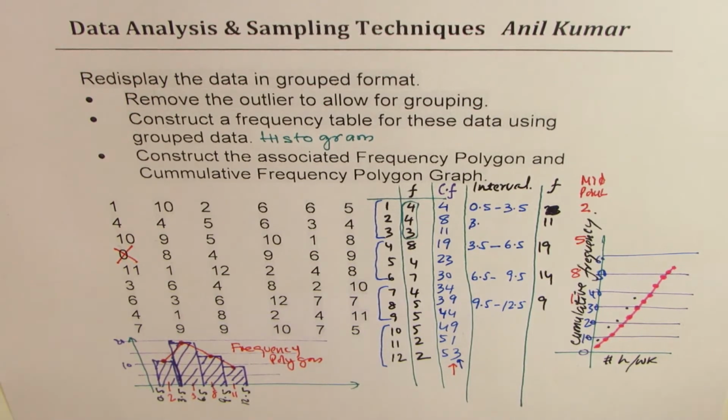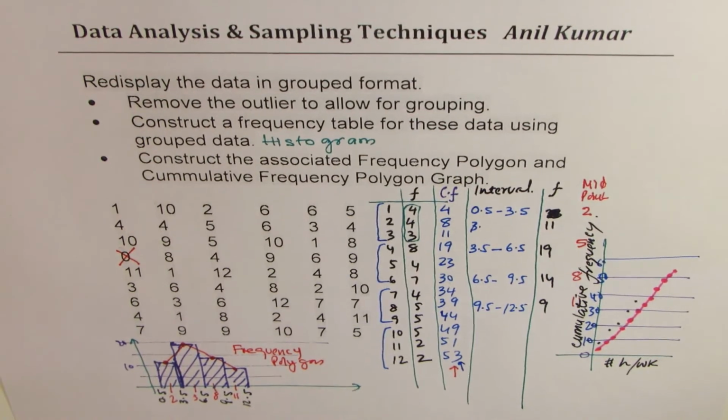Correct? So I hope with this you get good information about how to use these kinds of graphs to represent raw data given in this example. So we'll now take up a circle graph, where we'll have data which is representing different categories. I hope that helps. Thank you.